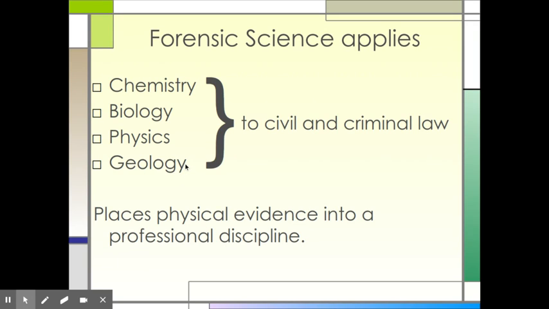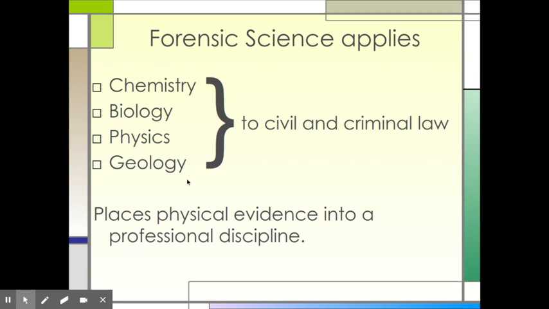And geology, if you're a forensic pathologist or an anthropologist and you're digging up bones, knowing the different types of soil layers you're in will help you understand how the body might have decomposed or how the body got there. Sometimes you'll have a crime scene where a body's been dumped.